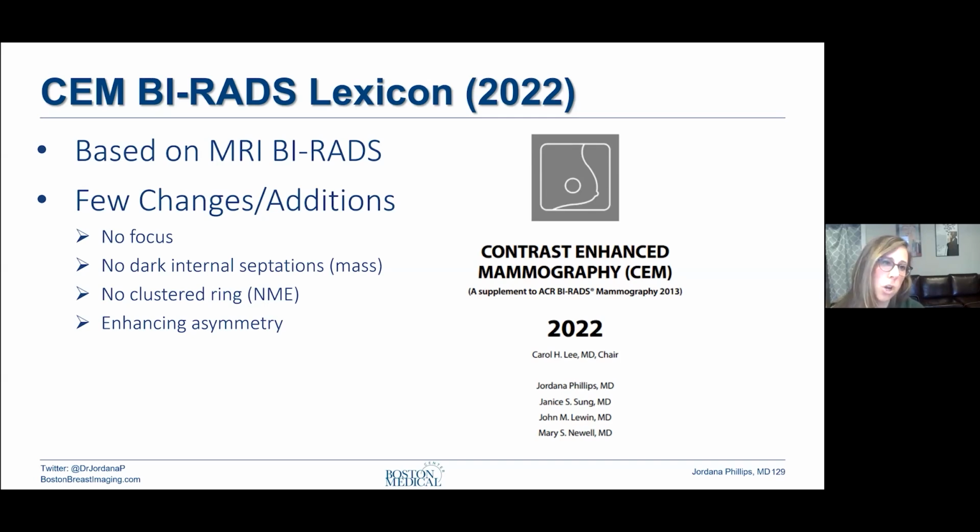The main changes are that there's now no focus. The term focus is not included in the CEM lexicon. We don't have the characteristics of dark internal septations, clustered ring, and we've added a term called enhancing asymmetry, which is a finding that you see, an area of enhancement that you see only on one view.